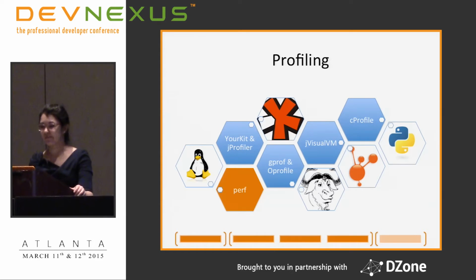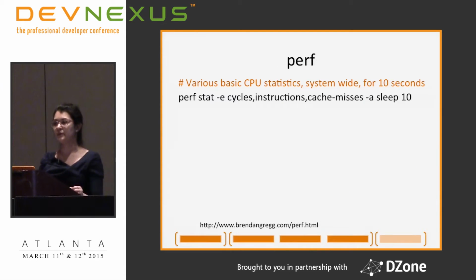Perf is one of them. Perf is available on Linux systems. What it does is it uses hardware counters to measure different events. So you may want to find out what the various basic CPU statistics are system-wide, and you could specify to only measure for 10 seconds. So you would get the cycles, number of instructions, number of cache misses.